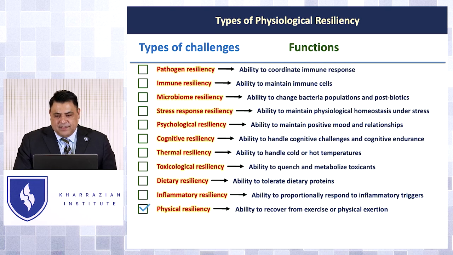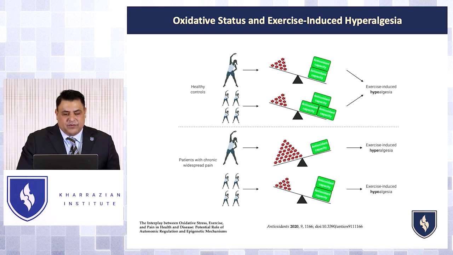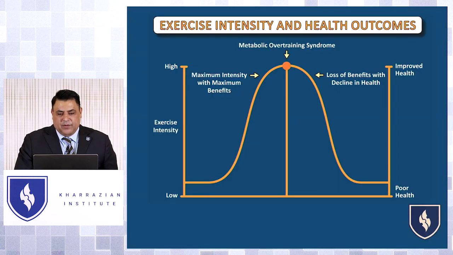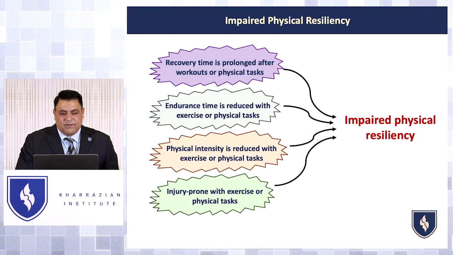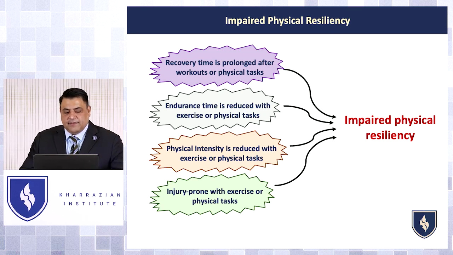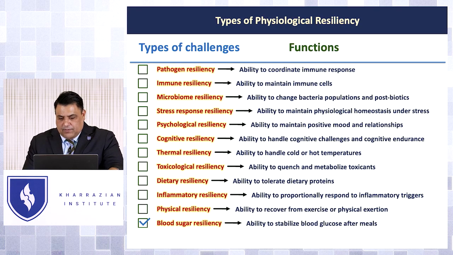And then physical resiliency is basically just having an ability to respond and work out as well as you used to. And there's research that clearly shows that your antioxidant capacity and your mitochondrial fitness is going to determine whether you fall apart from exercise or not. We're going to go over this in more detail, but the symptoms of impaired physical resiliency are recovery time is prolonged after workouts or physical tasks. Endurance time is reduced with exercise or physical tasks. Physical intensity is reduced with exercise or physical tasks. Injury prone with exercise or physical tasks. Those are all the main ones there.